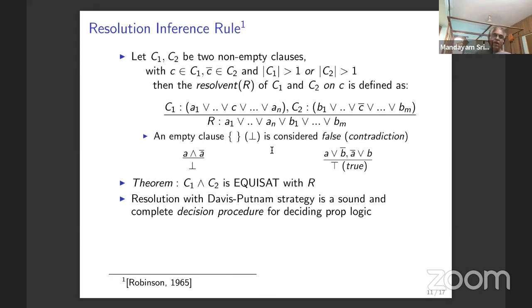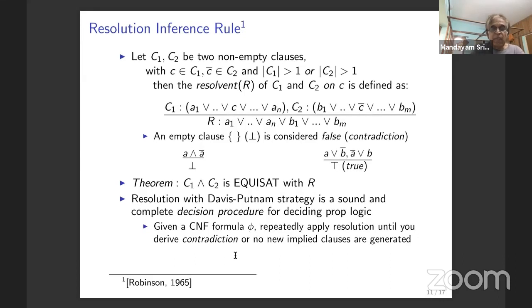And the earliest decision procedure that used Robinson's resolution principle as a complete decision procedure for deciding propositional logic is attributed to Davis and Putnam. It's actually the DP in DPLL, which stands for Davis and Putnam. So that's called the DP strategy, which uses resolution. And it is quite simple. Given a CNF formula phi, you repeatedly apply the resolution principle until you derive a contradiction.